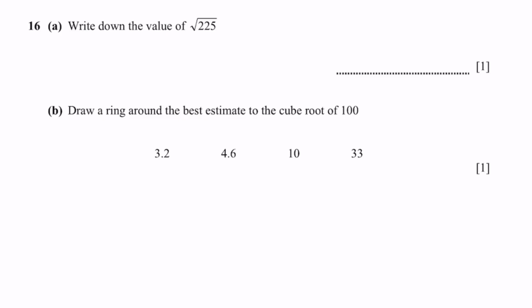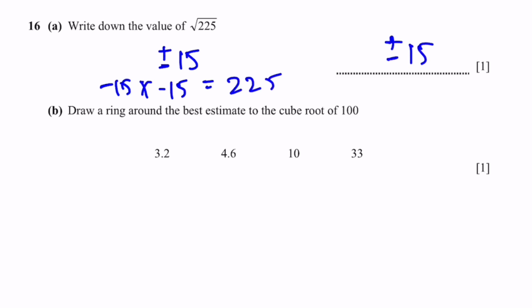Question 16. A. Write down the value of root 225. If you know squares and square roots, you know that it's 15. But you also need to have plus or minus, because negative 15 times negative 15 is also equal to 225. Therefore, the answer is plus or minus 15.